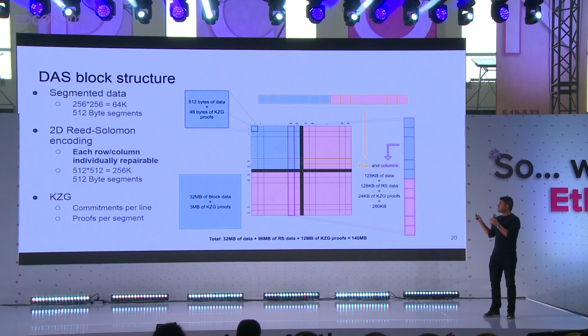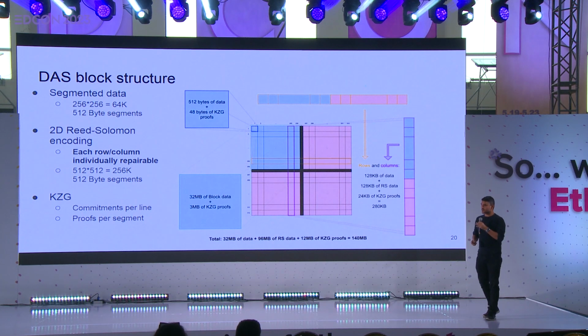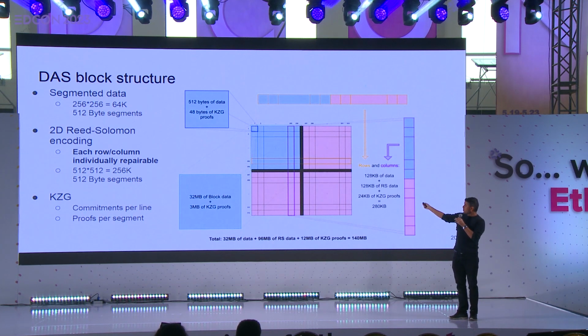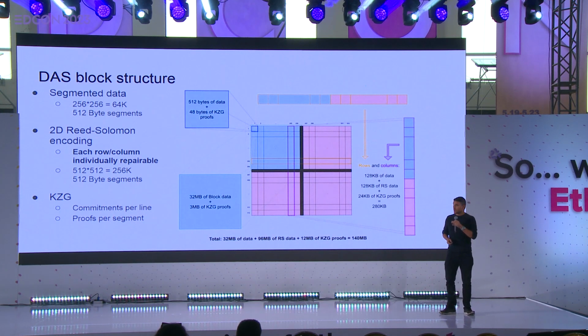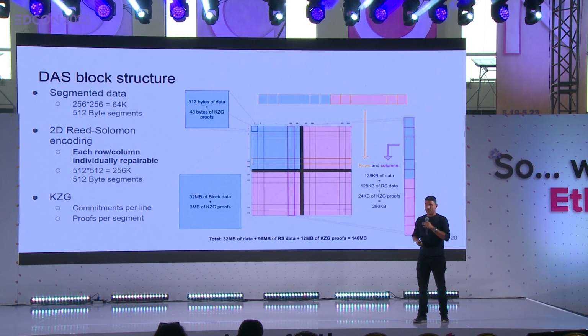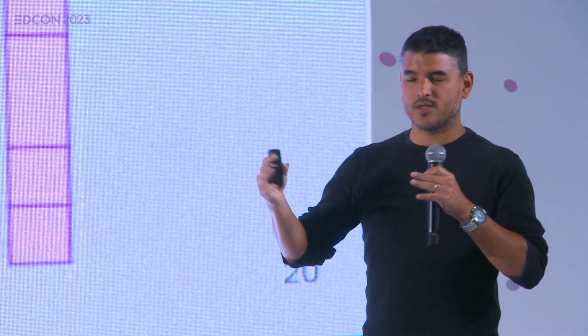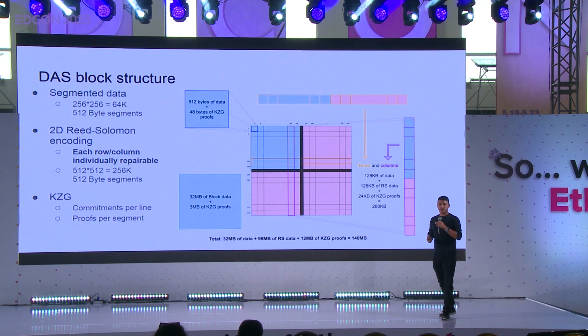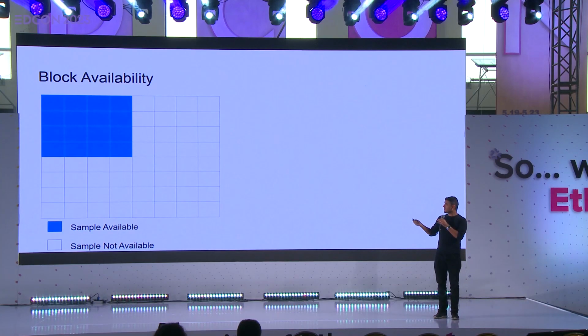And to that, you're going to add about 48 bytes for the KCG commitments. And then the original data is the blue part of the block, and then the red part is what you generated with the erasure codings. So in this particular example, we are working with blocks of 512 columns and 512 rows. And then that gives you a super block that is more or less of the size of 140 megabytes.